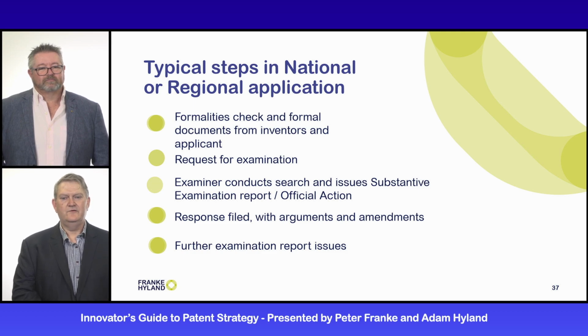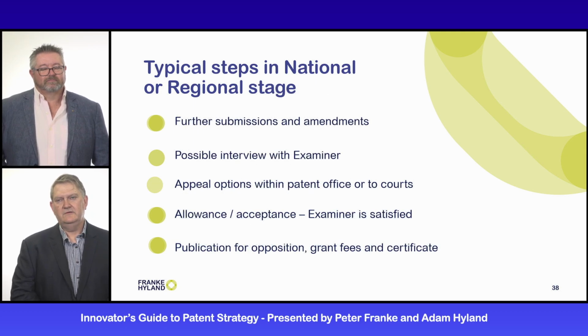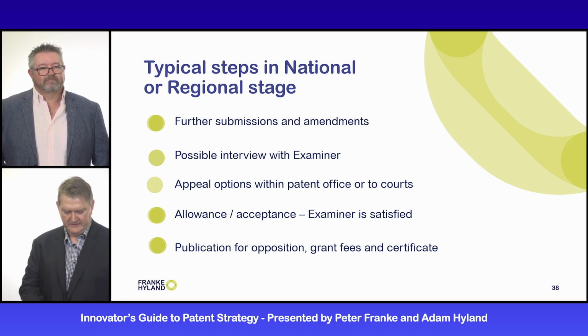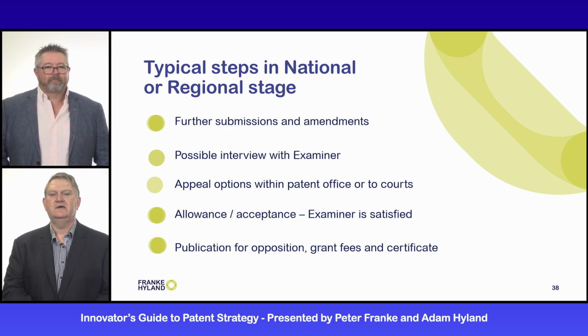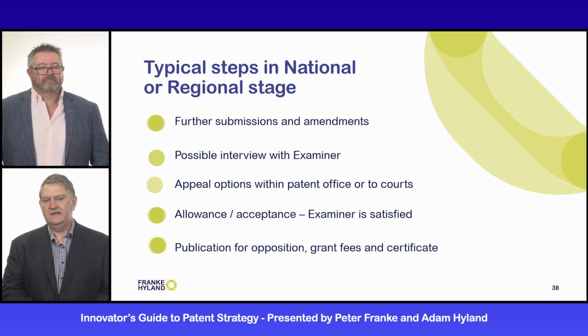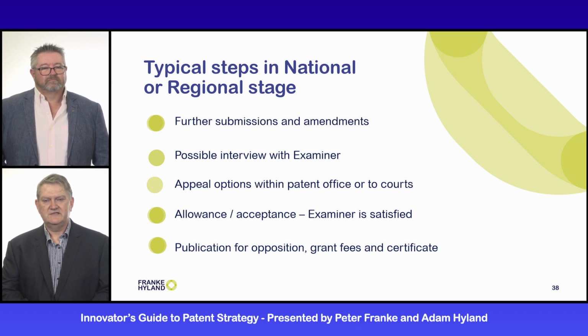And then there may be a further stage, so another examination report will issue. And that can go on, it depends on the degree of objections you're getting and how well the invention sits relative to the prior art and just the foibles of the particular examiner. But 2, maybe 3 rounds with the examiner is fairly typical in a jurisdiction like the US or Europe or China for that matter. So we go around again with the examiner.